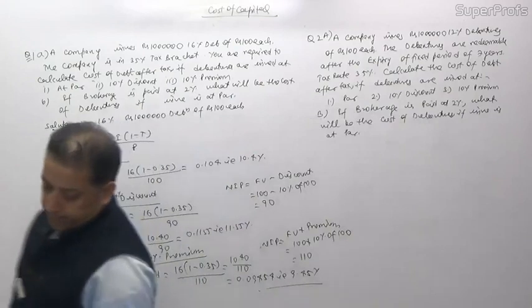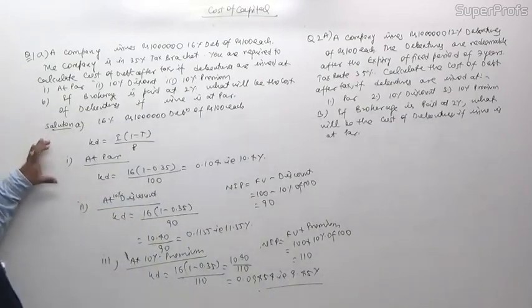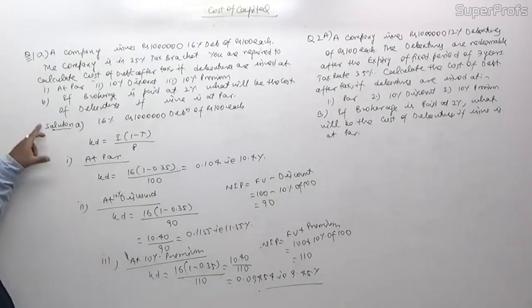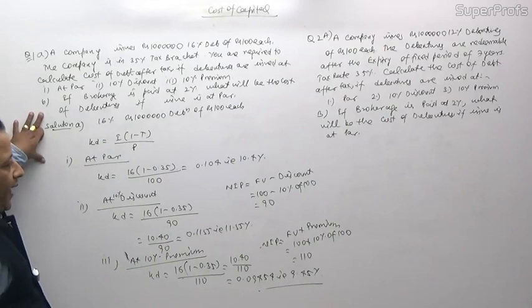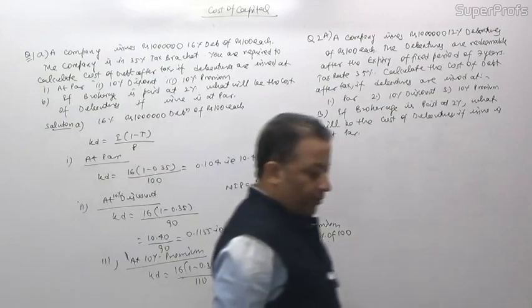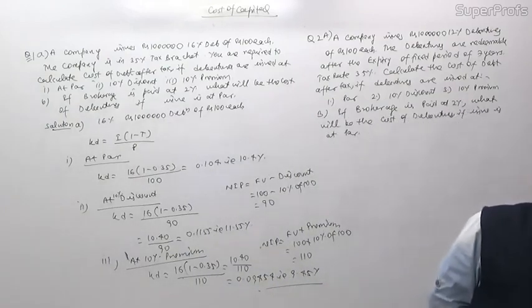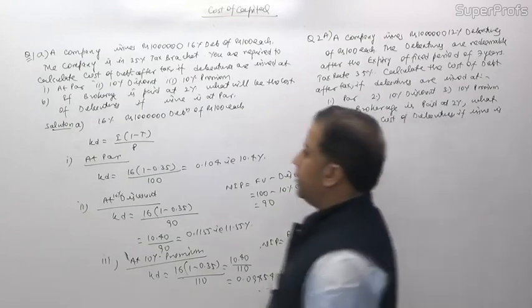So first part of the question, to calculate the cost of debt in the first three cases, and the second part, if brokerage is paid at 2%, what will be the cost of debentures if issue is at par?